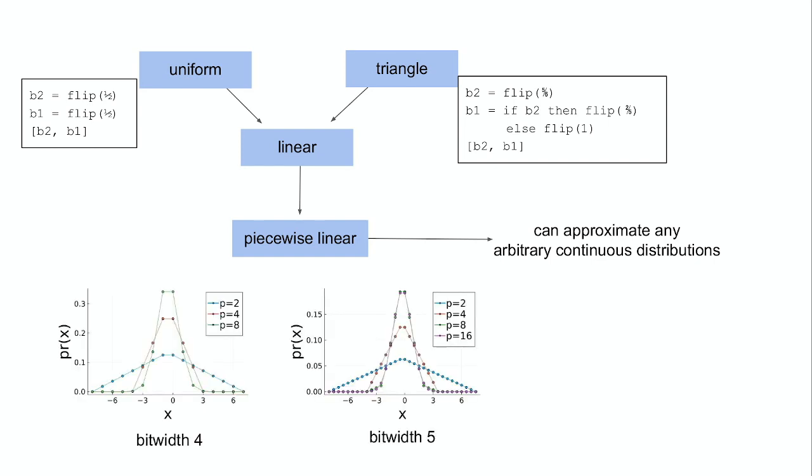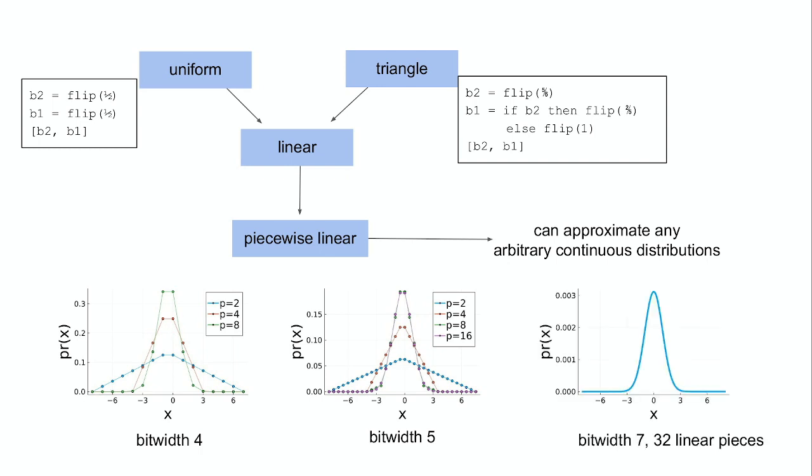Let's see it in action. So on the screen right now, you can see 2 different bit width approximations of a Gaussian distribution with bit width 4 and bit width 5 and different number of linear pieces. And if you just increase it a bit more with bit width 7 and 32 linear pieces, you get an approximation like this, which is visually indistinguishable from a Gaussian distribution.